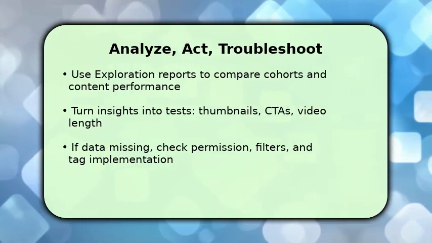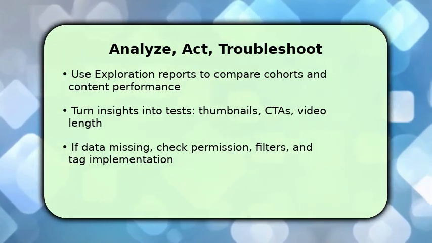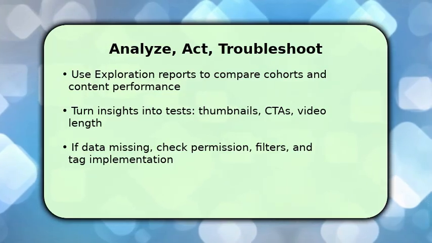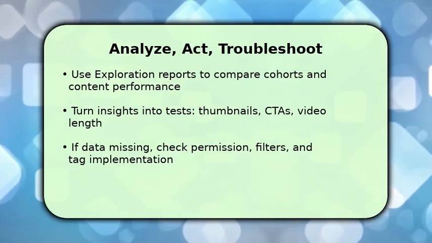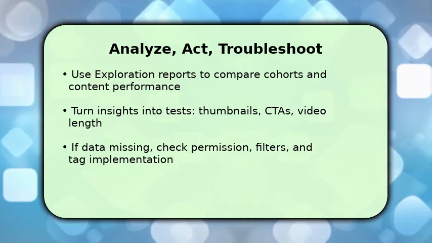If you don't see expected data, first verify GA4 permissions and property filters, then inspect tag implementation and event parameter names. If problems persist, use debug view and SRM logs to trace missing hits. One quick fix usually restores accurate reporting.